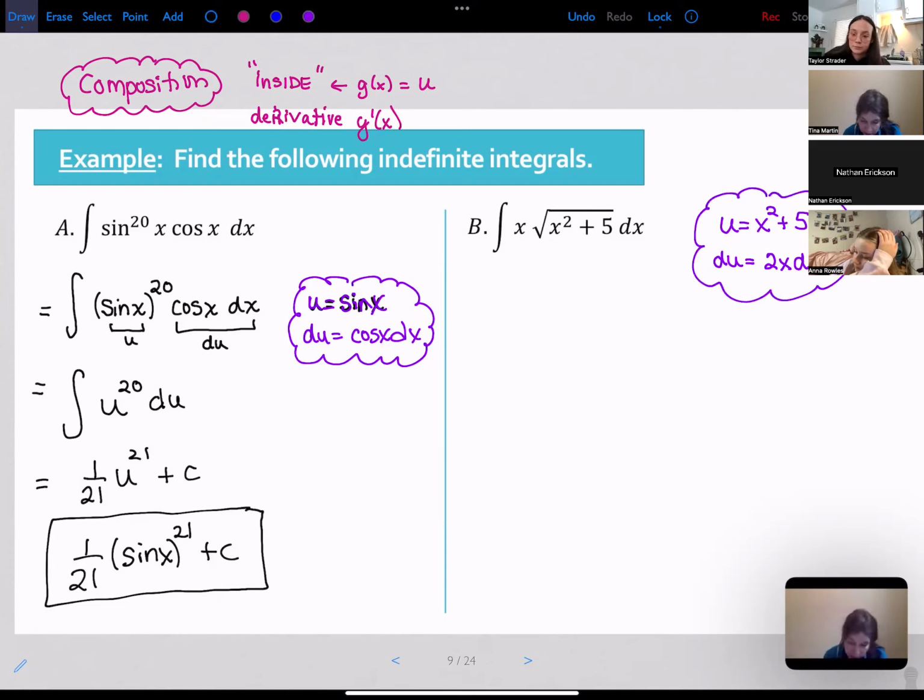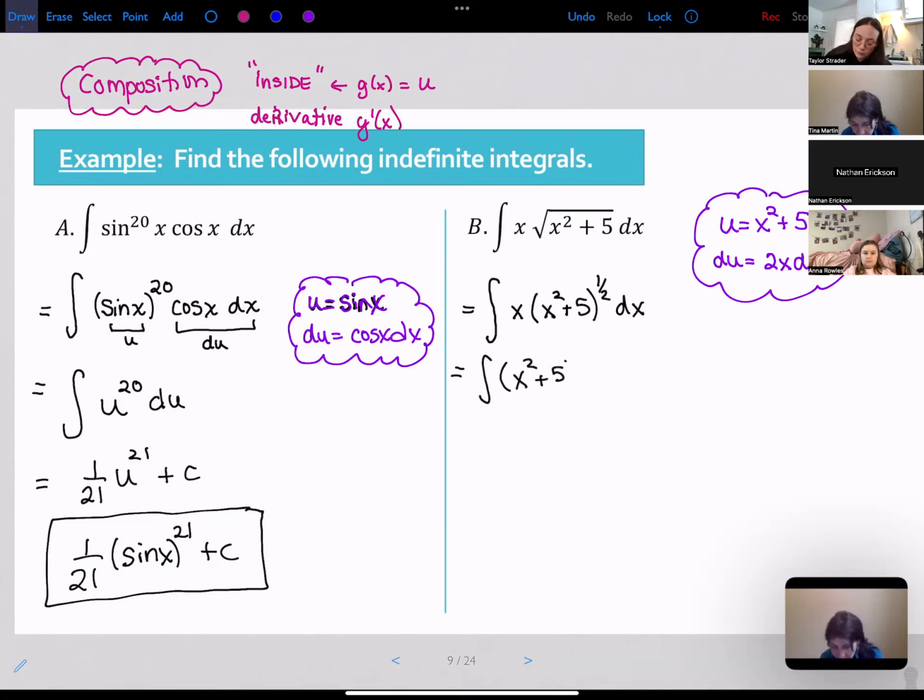Before you talk anymore, I'm going to write this as x times x squared plus 5 to the 1/2. And I'm going to change my order. You don't have to, but sometimes this helps people see this better. I just moved my x and sat it right next to my dx, so I saw that pattern right there. Do you see what I did?